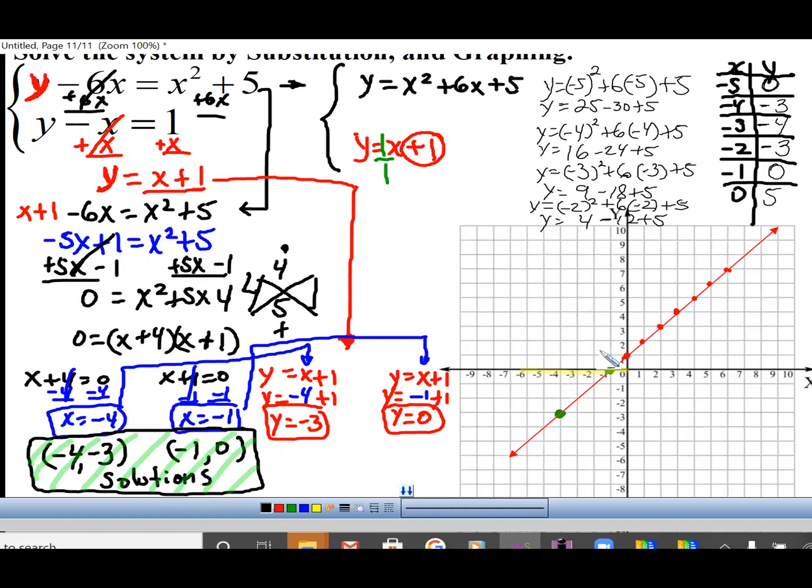All right, let's plot those points. -5, 0. -4, -3. -3, -4. -2, -3. -1, 0. And 0, 5. Let's graph that.